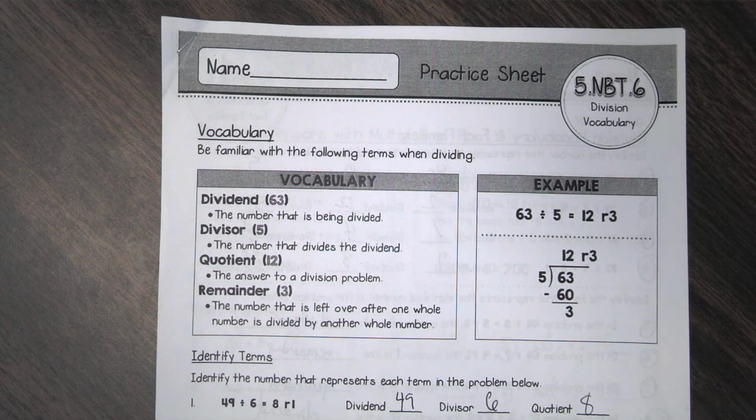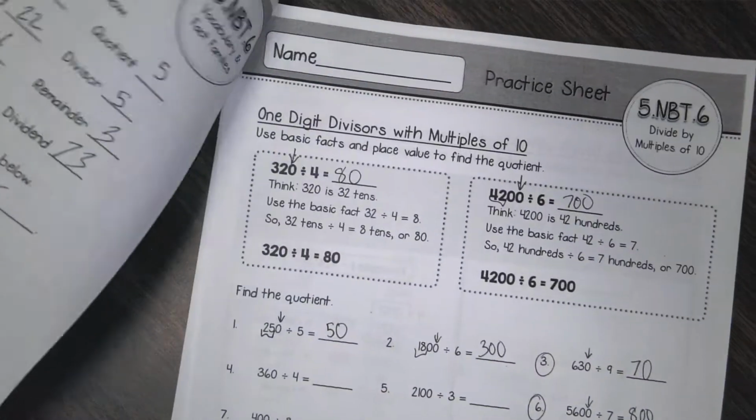Okay, so the dividend is the number we're dividing. Divisor is the number that's being divided by. Okay, quotient is what? It's the answer. The answer to a division problem. Yes, all right, so we talked about that.